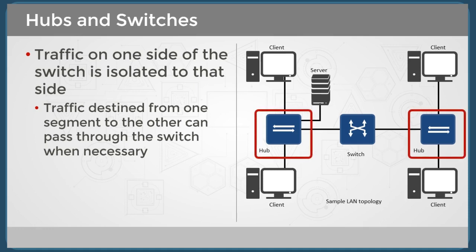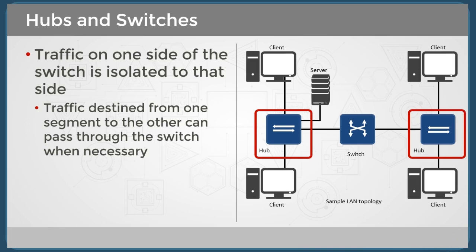Here's an example where we see hubs and switches. On the left side of the switch, we have a hub, as we do on the right side. In this example, it is, for lack of a better word, fairly noisy on each side. By that, I mean the hub doesn't know anything about addressing, so everything going in any port of the hub is coming out every other port.